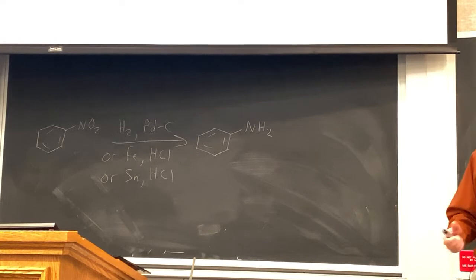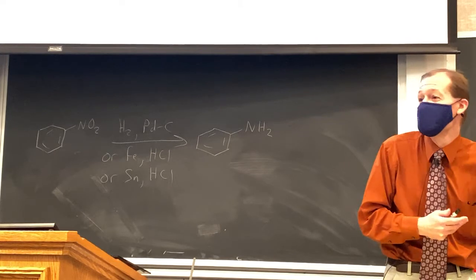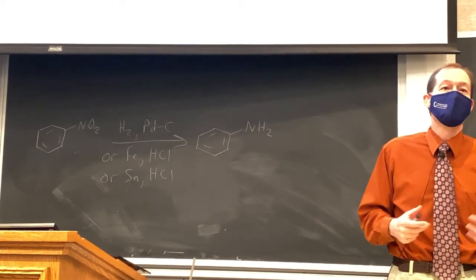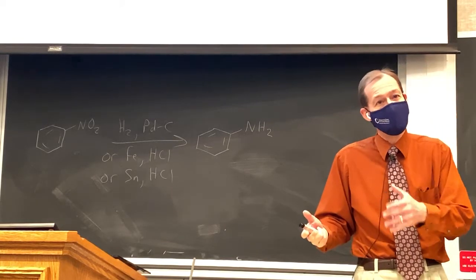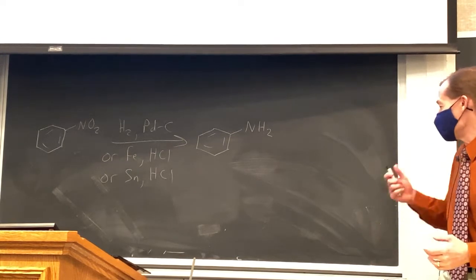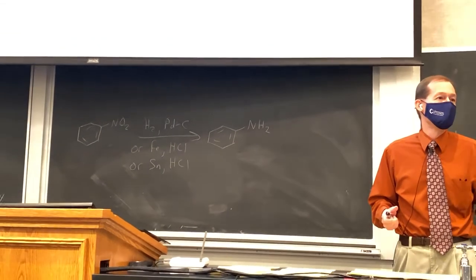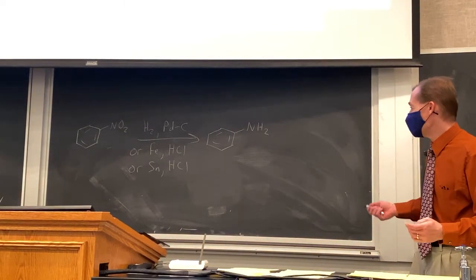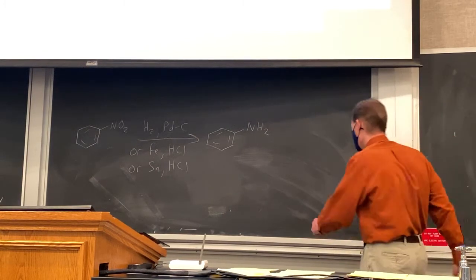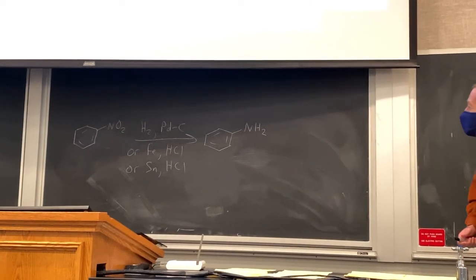Hydrogen, palladium, carbon is probably the easiest, but if your molecule was complex and it had an alkene somewhere else in the molecule that would also react with hydrogen and palladium carbon, we have other ways of reducing just the nitro group without affecting the alkenes, and that would be using either iron or tin metal in conjunction with HCl. Of course, if your molecule had a functional group somewhere else that would react with the strong acid, then you would want to use the hydrogen or palladium carbon. Okay, so it's nice to have these different sets of reaction conditions.